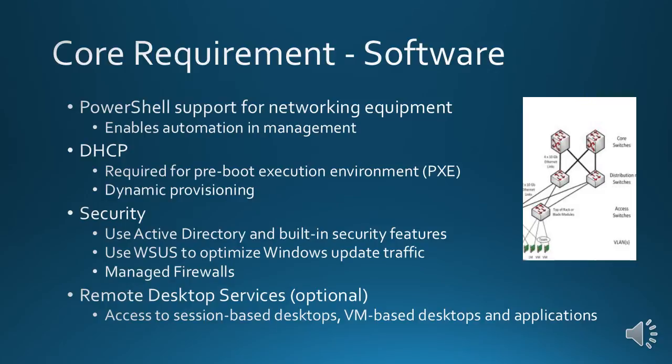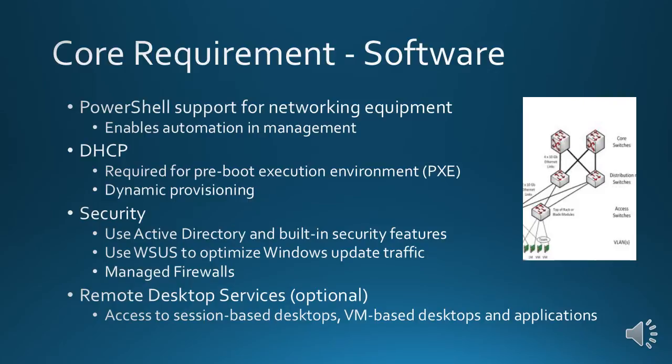Much of the movement to the private cloud is about reducing repetitive tasks, and one of these repetitive tasks would be IP address management. Using DHCP, it's one less thing that you have to worry about. For networking security, make sure that you use Microsoft Active Directory services to take advantage of all its built-in security features. Windows Server Update Services, that is WSUS, will reduce your network traffic further.